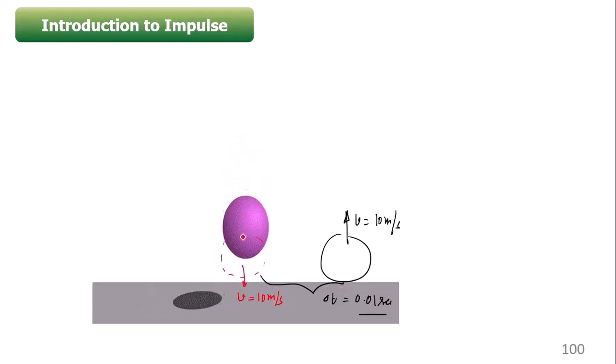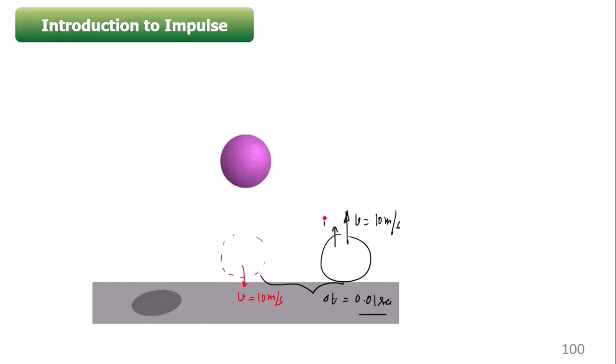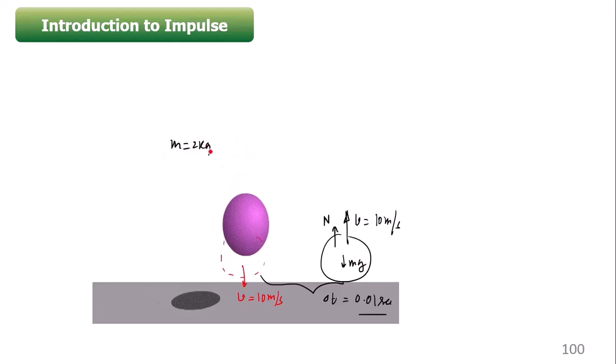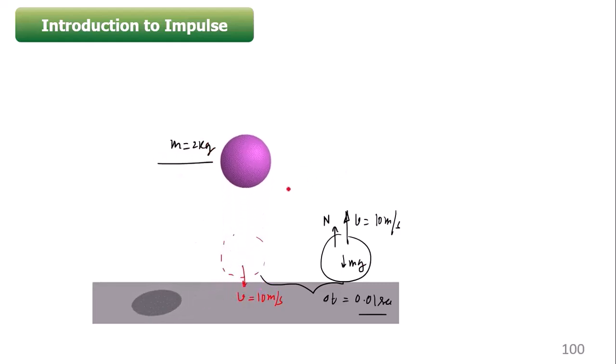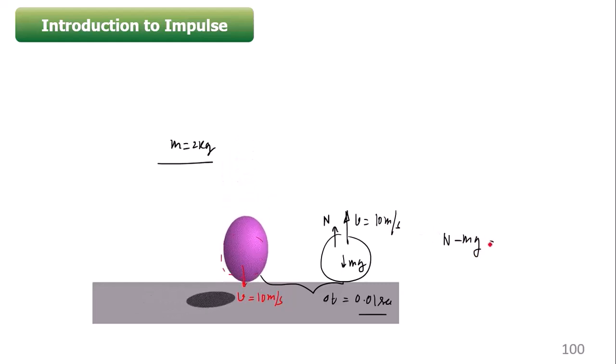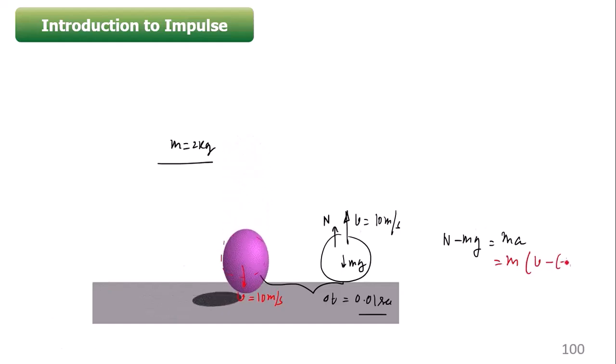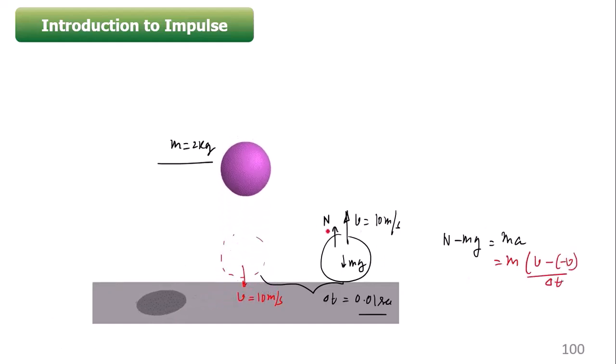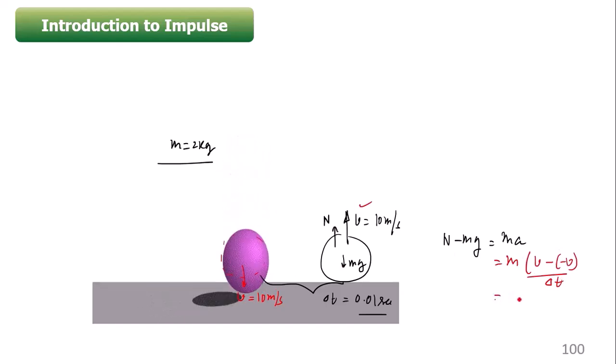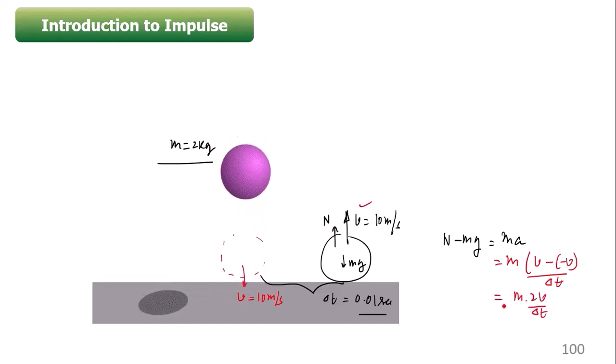Now, for this situation, I want to calculate the normal force acting on this ball. Normal is acting vertically upward, mg is acting downward. Let us say the ball has a mass m equal to 2 kg. The 2 kg ball is dropped, hits the floor and ultimately rebounds. So, what is N? N minus mg should equal m into a, the acceleration with which the particle moves upward. Now, what is the acceleration? Acceleration is change in velocity over delta t. Final velocity is upward V, initial velocity is minus V, so the rate of change of velocity gives 2V by delta t.